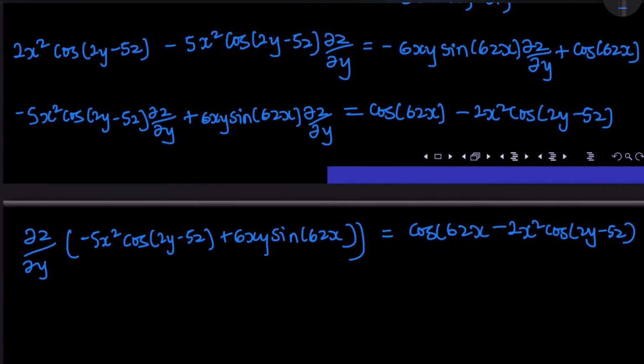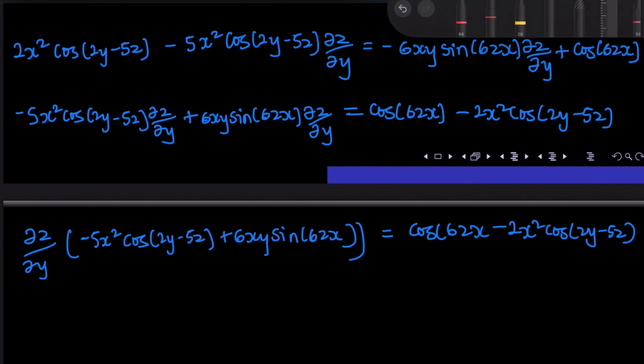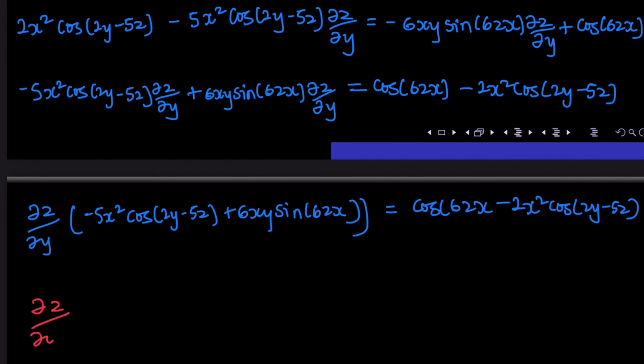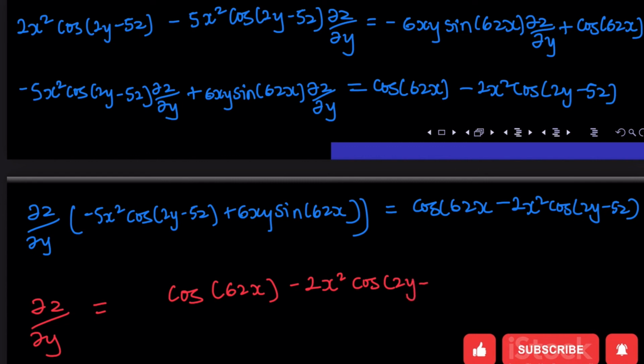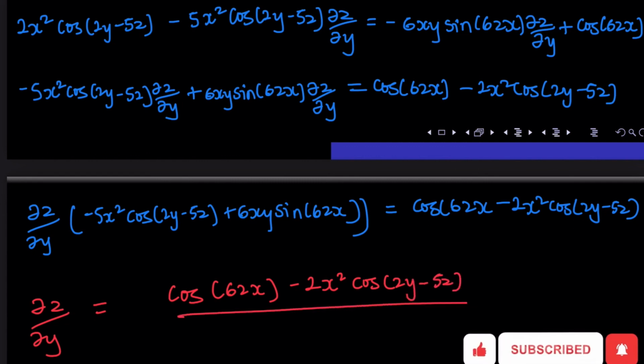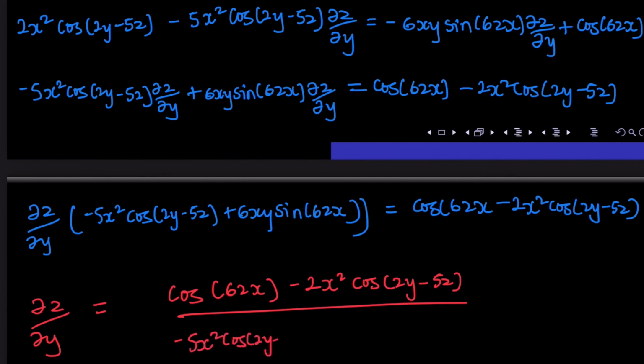We now divide by the coefficient of ∂z/∂y. So our answer will be ∂z/∂y is cosine of 6zx minus 2x squared cosine of 2y minus 5z, divided by minus 5x squared cosine of 2y minus 5z plus 6xy sine of 6zx.